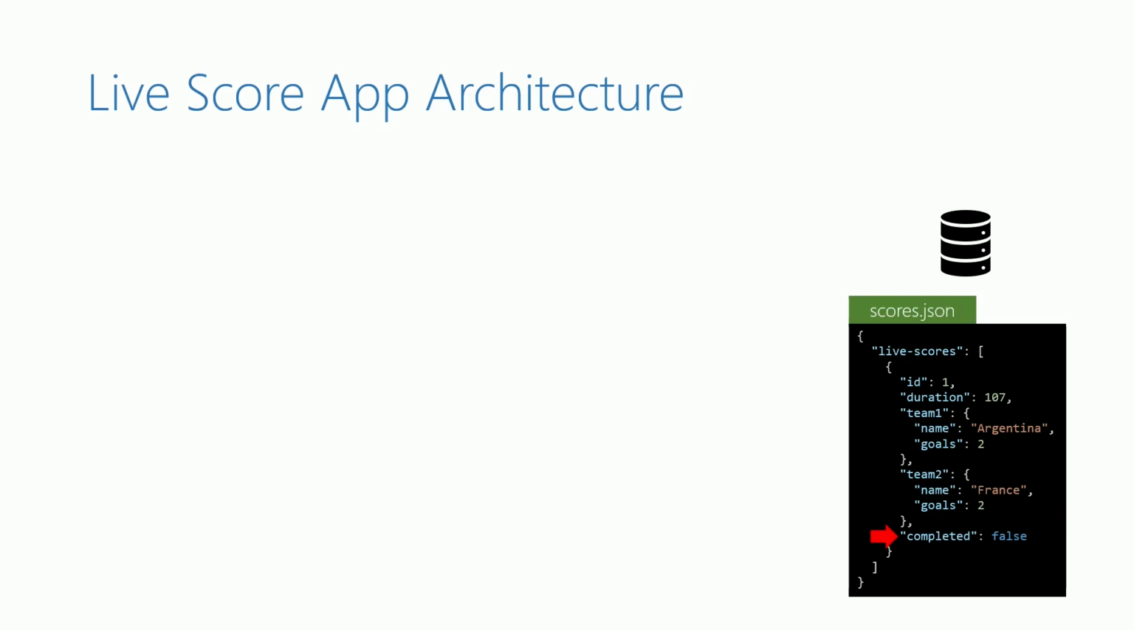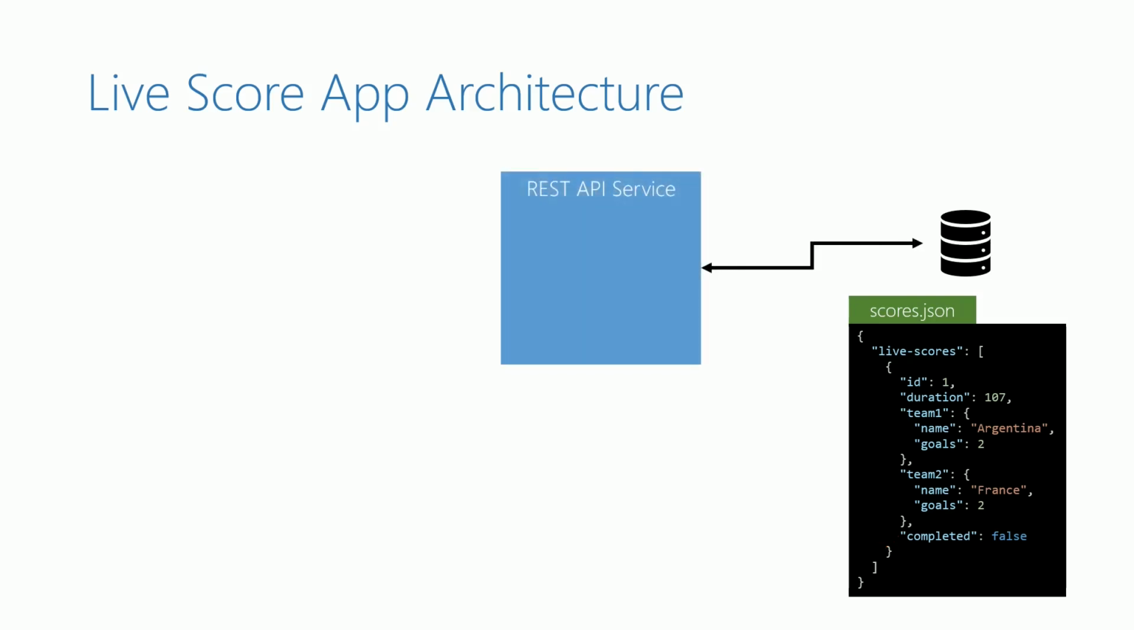This data is provided through a mock REST API service. The mock REST API service is launched using JSON server. This service provides the updated score based on the data from scores.json.